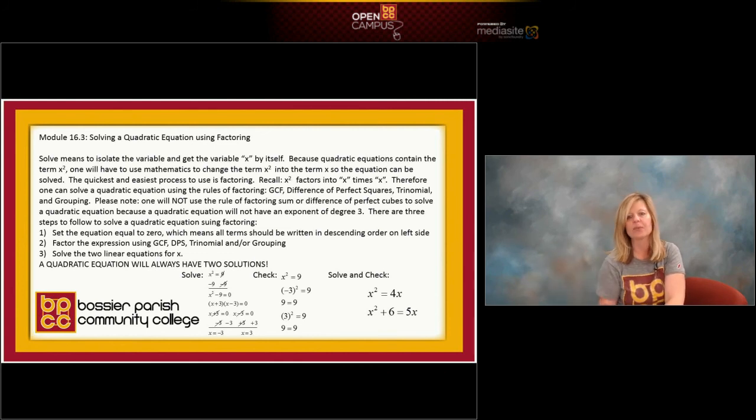It checks. I'm going to check my second solution. I'm going to take 3 and substitute it in for x. So now I'll get 3 squared equals 9. What's 3 squared? 9. 9 equals 9. It checks. Both solutions should always check. If they don't, then you solved your quadratic wrong. All right, let's go to the whiteboard.